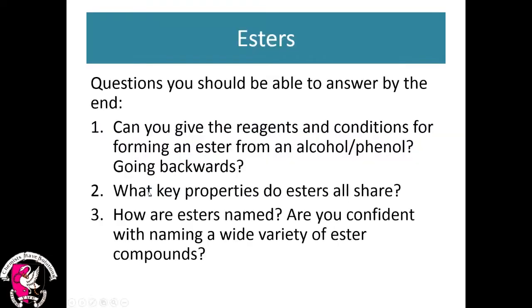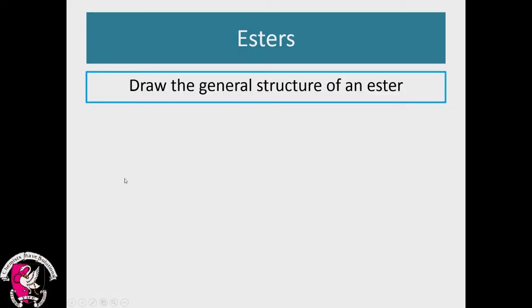So first of all, we've got our questions. You know the deal with this. Hopefully we'll be able to do those all by the end. Okay, so first things first, if you could just draw the general structure of an ester. Hopefully this is quite easy to remember because we looked at it before. So what's the general structure of an ester? You could draw that down and we will go through it.